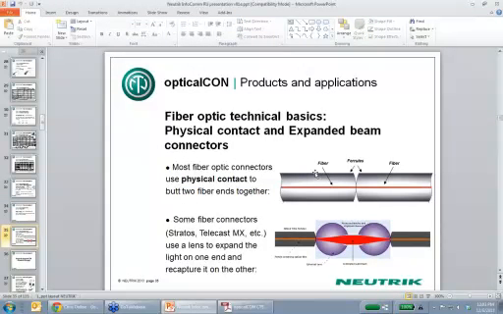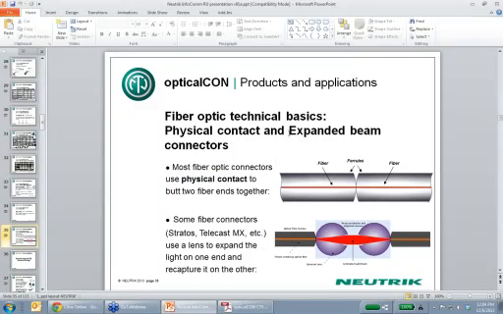Okay, now let me talk a little bit more about different types of connectors. Every connector we've talked about so far is what we call a physical contact connector. Now, it might be angled physical contact, but you can see here in this diagram, it's pretty clear what's happening, which is that you're butting these 2 different connectors up against each other. The ferrules are touching, and the light is being transmitted.